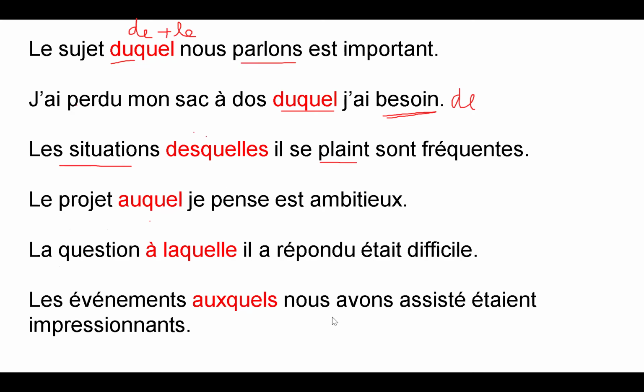Les événements auxquels nous avons assisté étaient impressionnants. So événements, masculine plural, the verb assister is always followed by à. So assister à means to attend. So we use the preposition à here. Now you have les événements, plural. So à plus les get combined as aux and quel becomes plural.